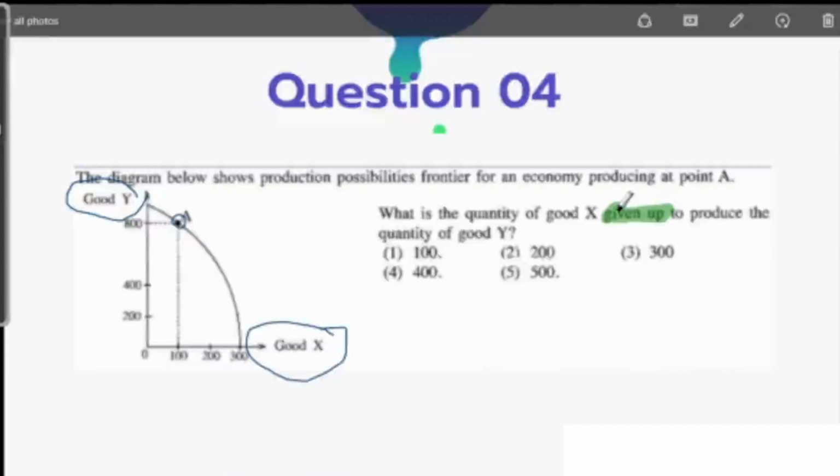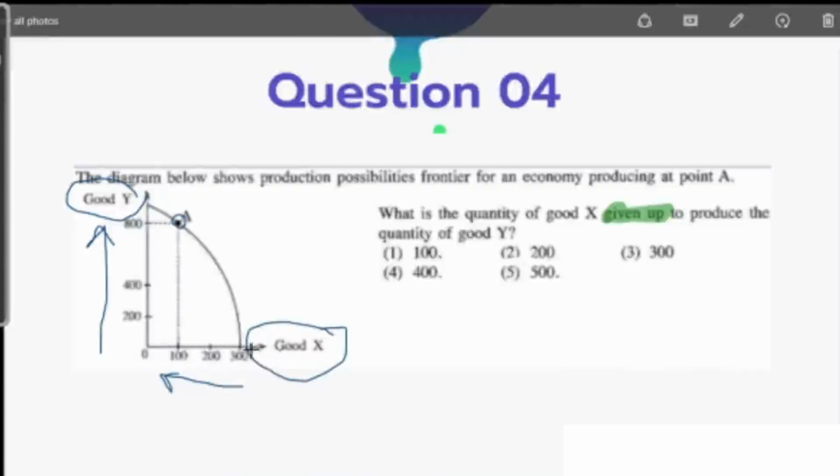So given up means we have sacrificed. If you look at the PPC, you can see to increase good Y, that means moving from 0 to 800, we have to sacrifice resources from good X. Which means we have moved from 300 to 100. So to increase good Y from 0 to 800, we have moved from quantity of good X from 300 to 100. What is the quantity of X given up to produce the quantity of good Y?